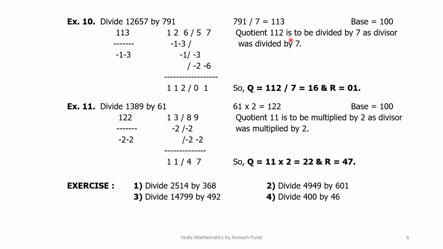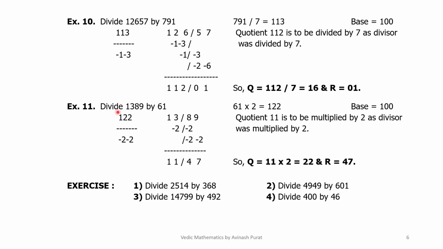Quotient 112 is to be divided by 7 as divisor was divided by 7. So 112 divided by 7 is 16 and remainder is 0, 1.